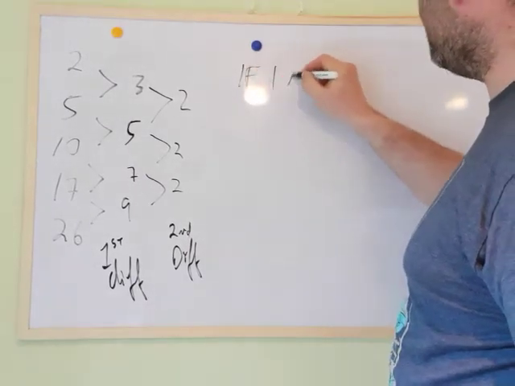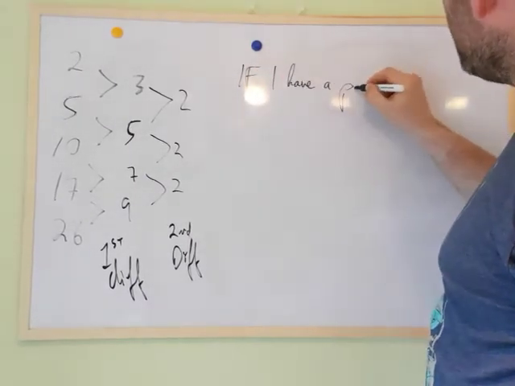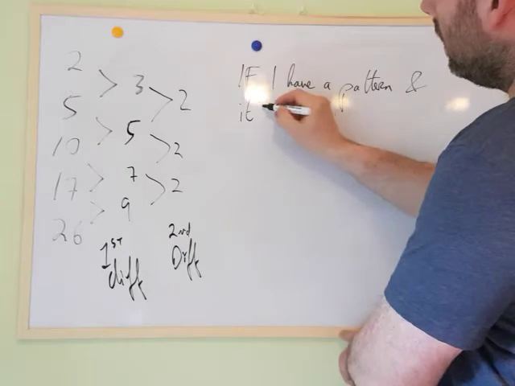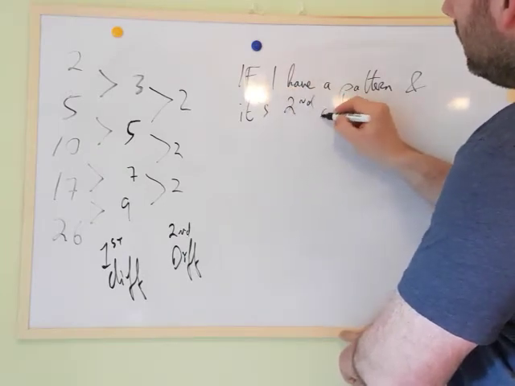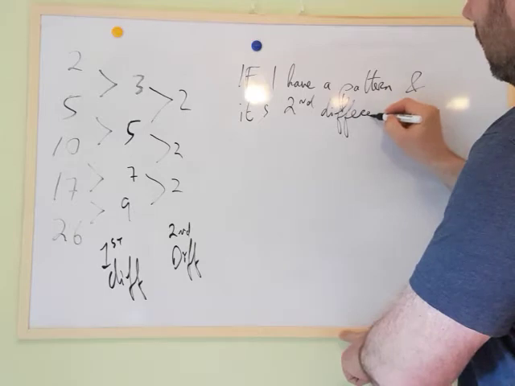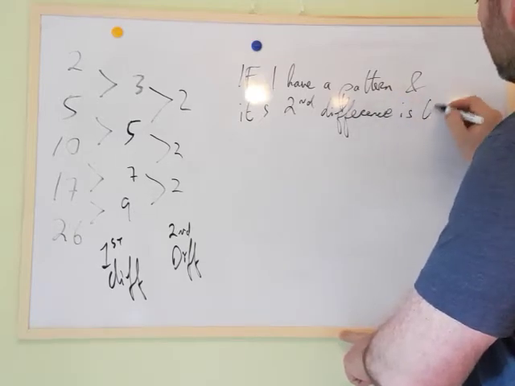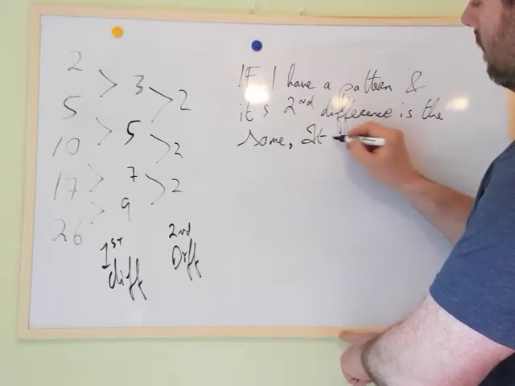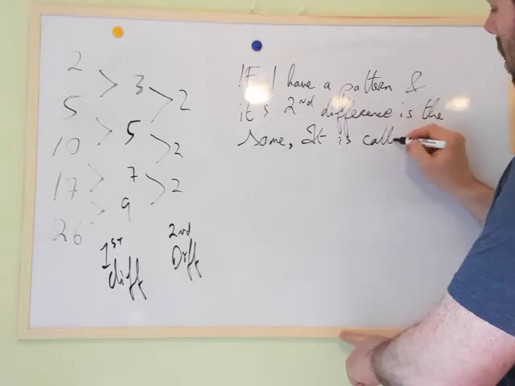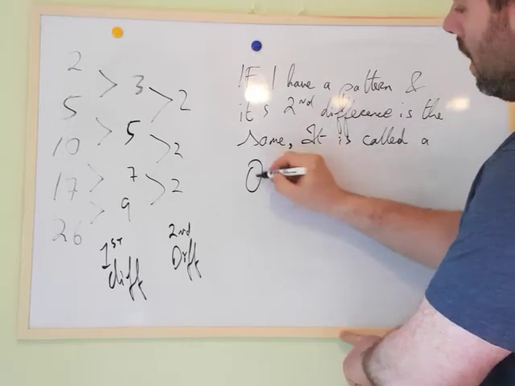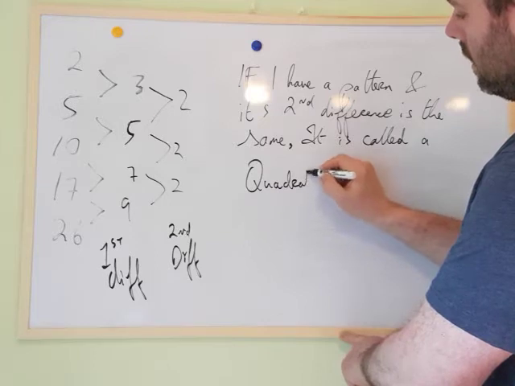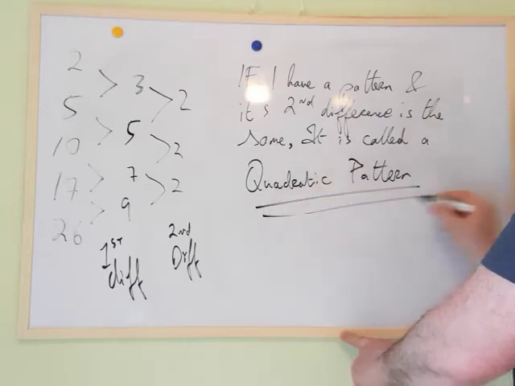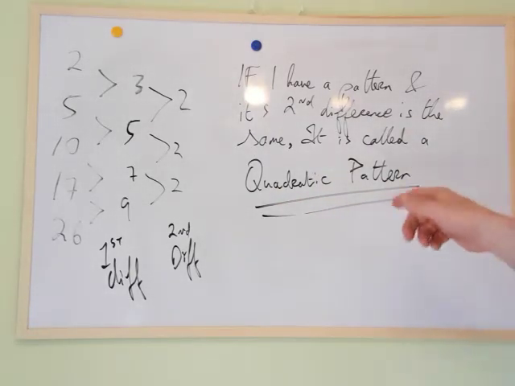If I have a pattern and its second difference is the same, it is called a quadratic pattern. Okay, so we now have a new type of pattern. It's not linear, it is quadratic.